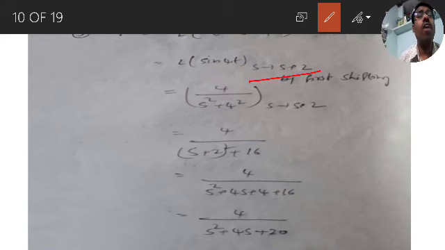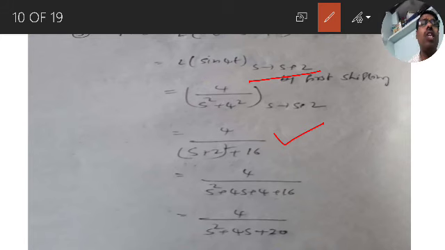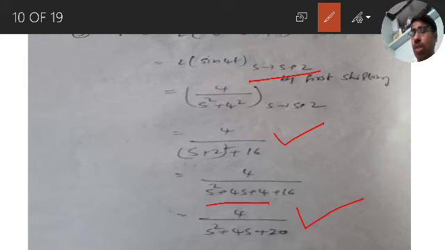Now L of sin 4t is 4 by s square plus 4 square, where s tends to s plus 2. So in place of s you have to substitute s plus 2. So 4 square is equal to 16. Therefore 4 by (s plus 2) whole square plus 16. (a plus b) whole square is a square plus 2ab plus b square, that is s square plus 4s plus 4. So the final answer is 4 by s square plus 4s plus 20. 4 by s square plus 4s plus 20. Are you able to get it?